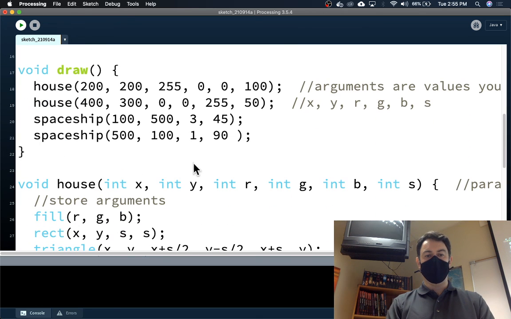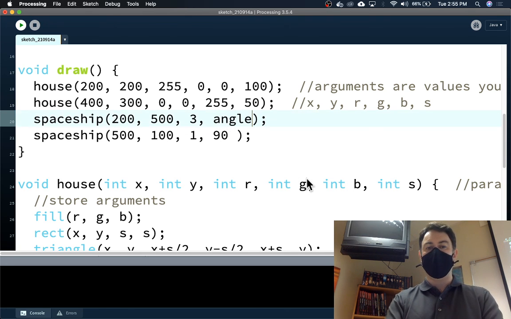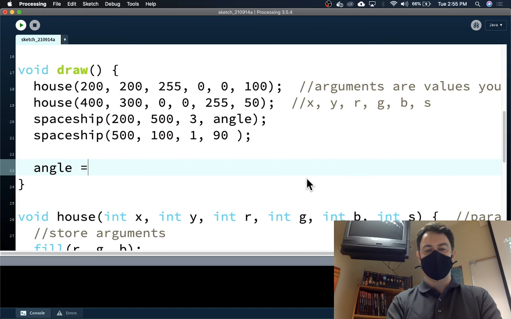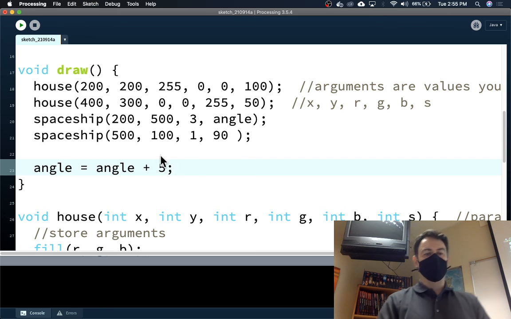I can put angle inside of, what's the more impressive one? I guess this one's a bit bigger. Maybe I'll move it out to 200. I can stick that here. I can say angle, and then I can say angle equals angle plus like 5 or something. And I can make my spaceship turn.